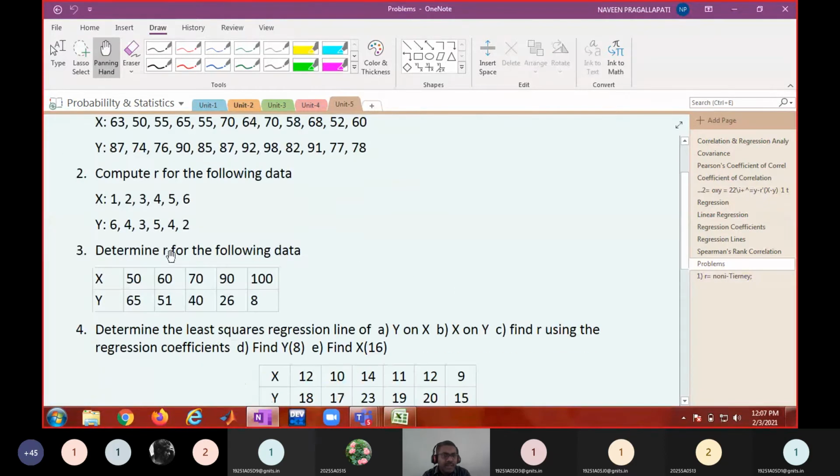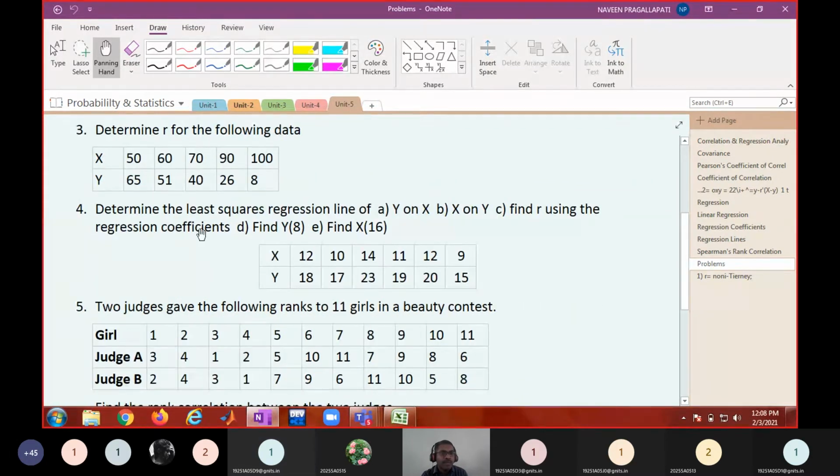I think these two are also similar. Can you take these two as homework? Compute R from the following data. Here what is N? 6. Yes. In this case N is 5. Just similar to the first problem. Shall I skip 2 and 3? Yes, sir. Now we'll go to problem number 4.